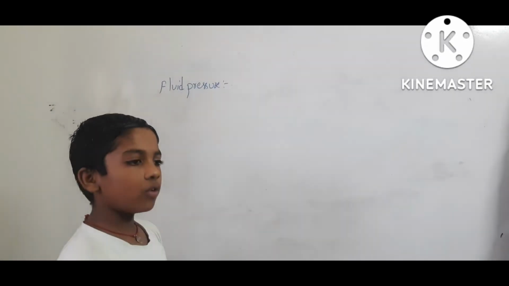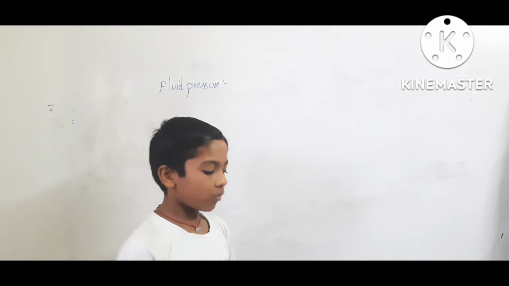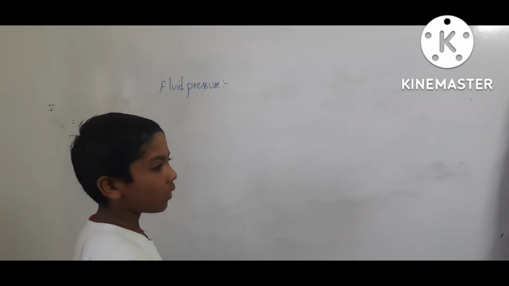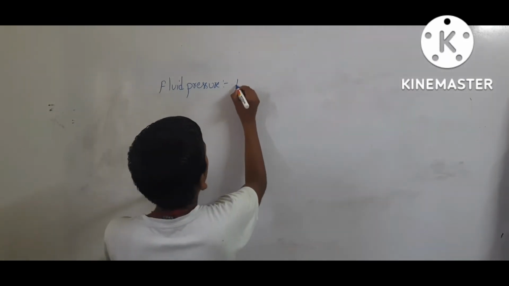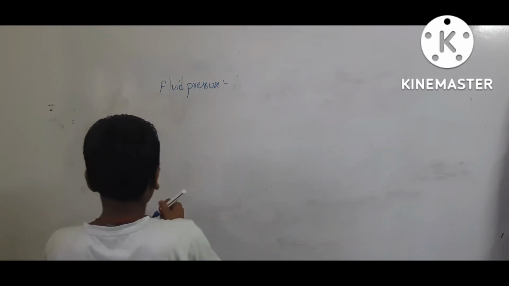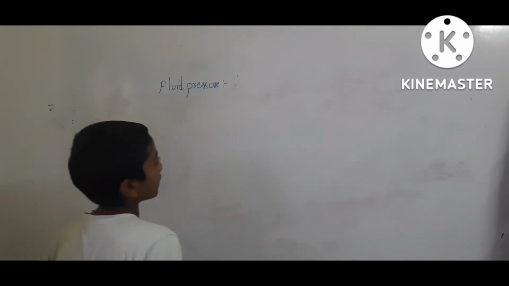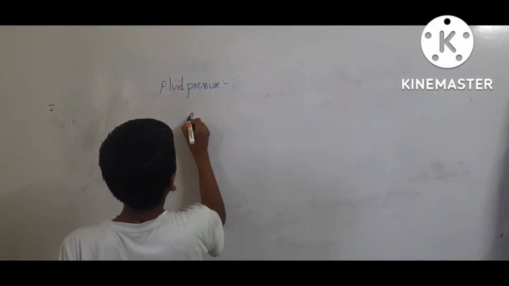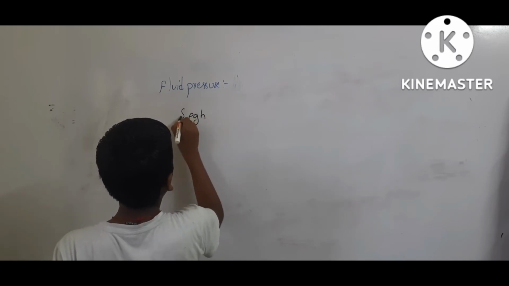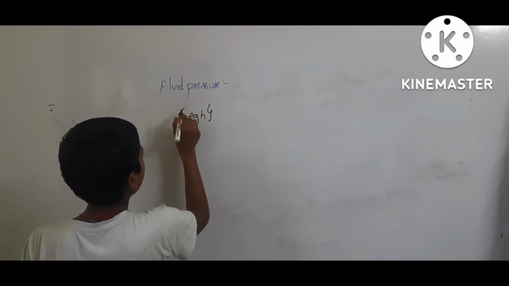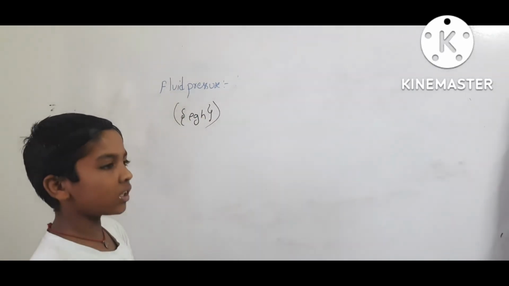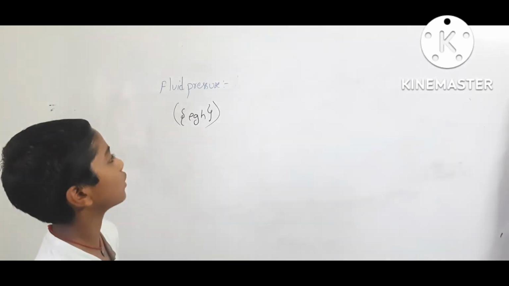In fluid pressure, we can take water as the main example. What is meant by fluid pressure? What is the derivation of the fluid pressure formula? The formula of fluid pressure is rho g h. We will talk about the derivation of this formula. Now we will go to the laws of fluid pressure and types of fluid pressure.